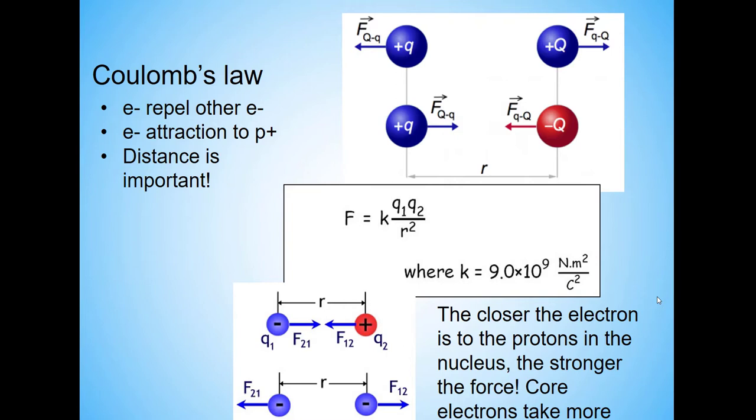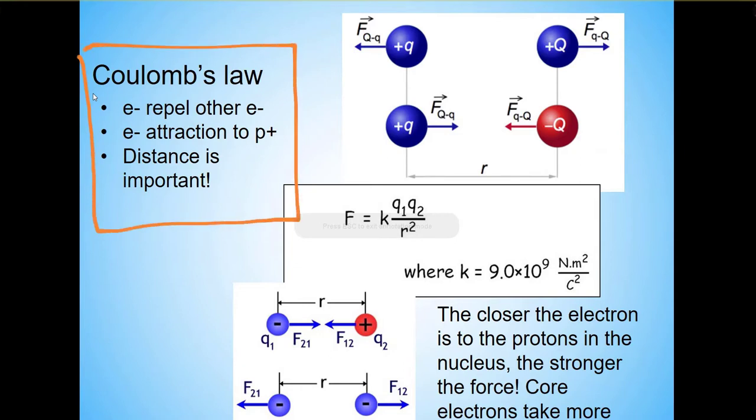All right, so what we've been talking about, to get fancy, is Coulomb's law. So Coulomb's law just means that electrons repel other electrons. So we've talked about that. If they're in the same orbital, there's some repulsion forces that go on there. Also, we have electrons being attracted to the protons in the nucleus. Or opposite charges attract.